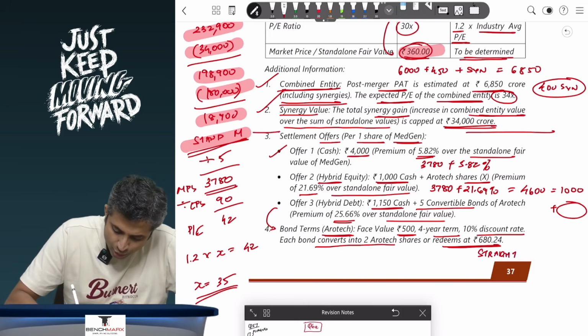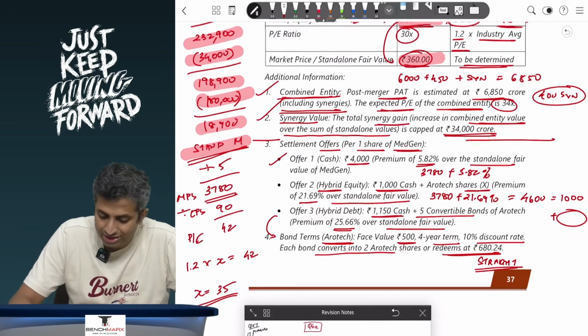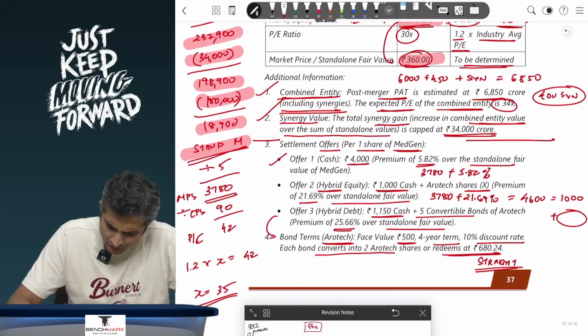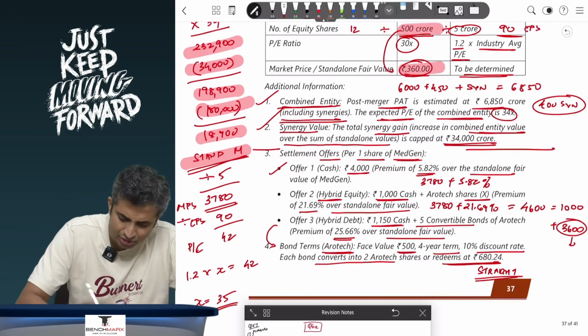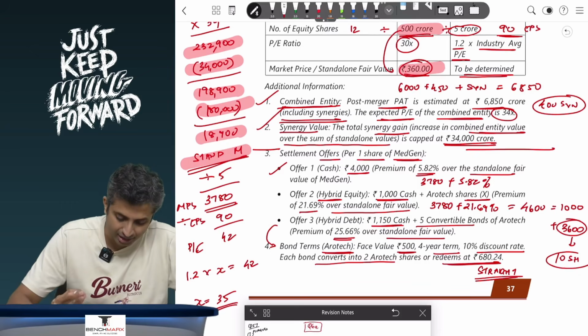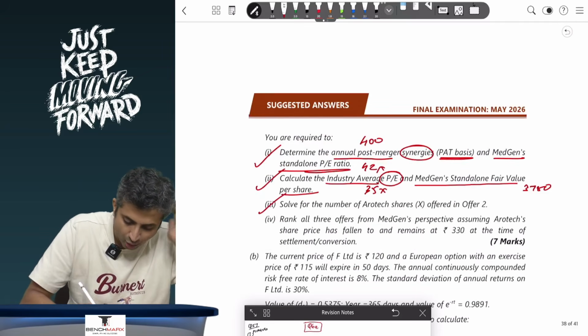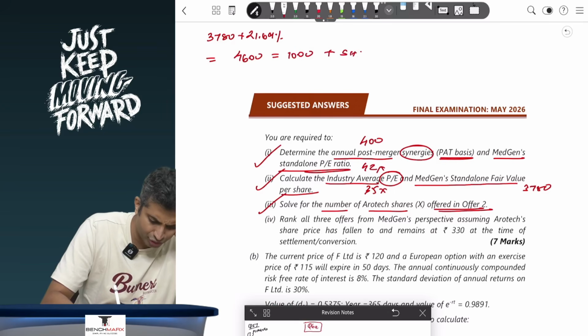That is, if I were to continue, what is the cash? Or maybe it converts into 2 Aerotech shares, and every Aerotech share is worth 360. So over here, for example, this is 3,600 balancing figure. So basically, if every Aerotech share is worth 360, maybe that is 10 shares of Aerotech, which you can back calculate. Sir, what is asked? Solve the number of Aerotech shares offered in offer 2. As we said over here, offer 2 is at a premium of 21.69%. So this is at 4,600, out of which 1,000 is cash, and the balancing figure is shares.